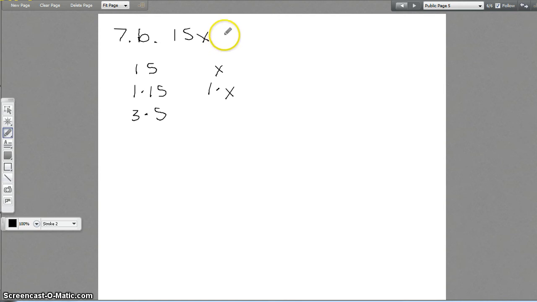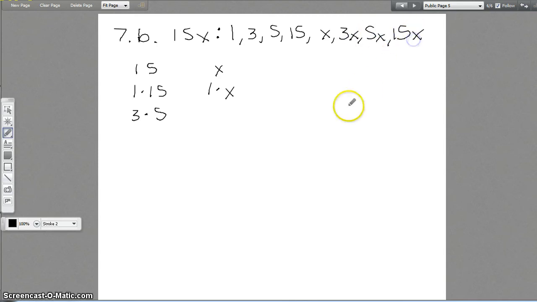So all the factors of 15x are going to be 1, 3, 5, 15, x, 3x, 5x, and 15x. Whoops, I forgot the 15. So what I did, you can see we have 4 different numbers listed here under 15, and we have 2 different numbers listed here under x. So what I did was I started off by taking 1, the factor 1 of x, and multiplying it by all the different factors of 15. So 1 times 1 is 1, 1 times 3 is 3, 1 times 5 is 5, 1 times 15 is 15. That's these first 4 factors here.